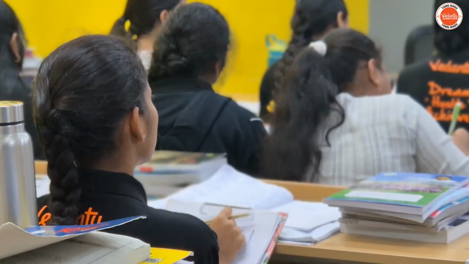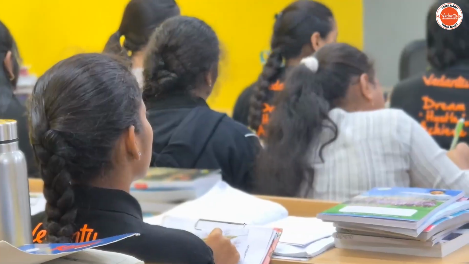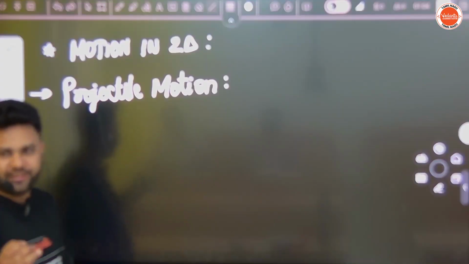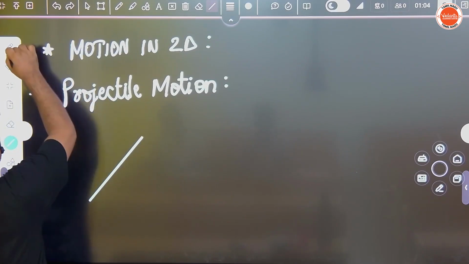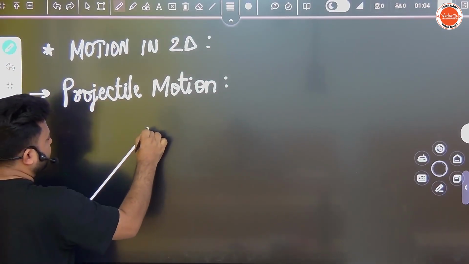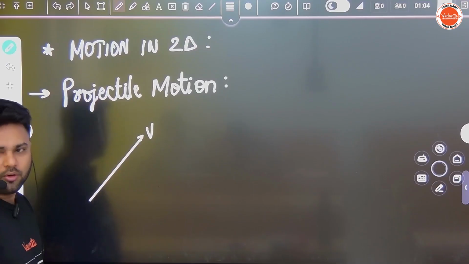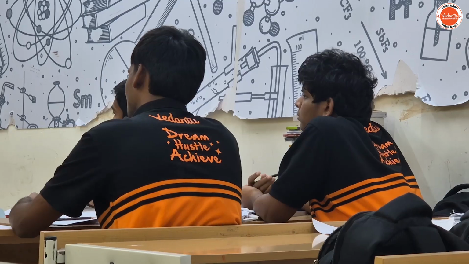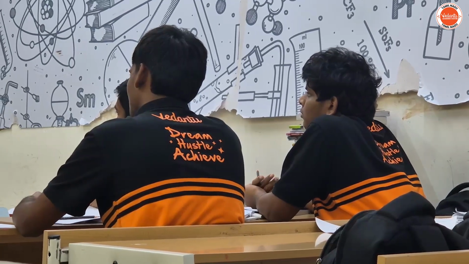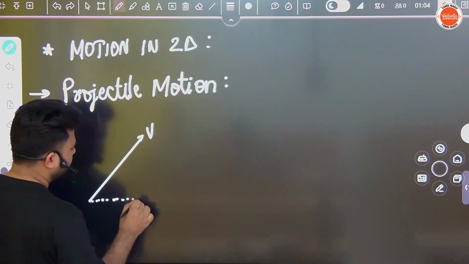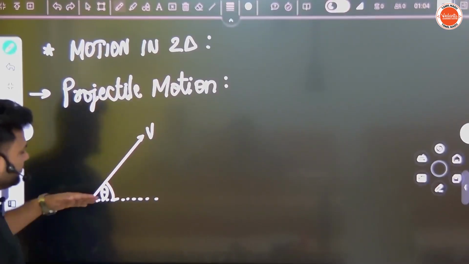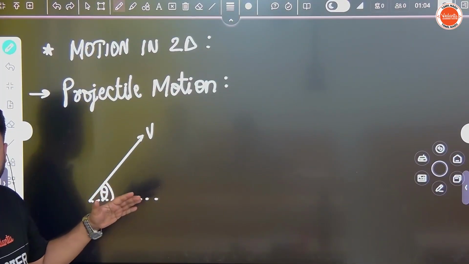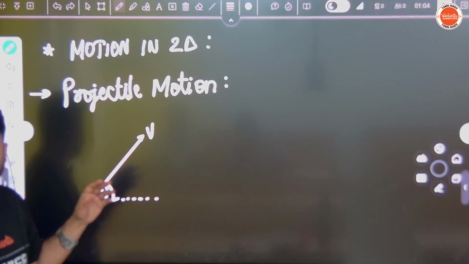See, one thing you should always remember before starting this chapter, I want to say basics, a little bit of vector basics I am telling. Suppose one object is moving in this direction, making an angle theta with this horizontal. We can write its components. How to write the component?